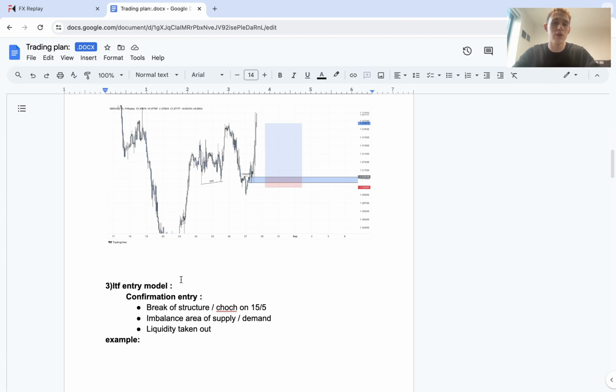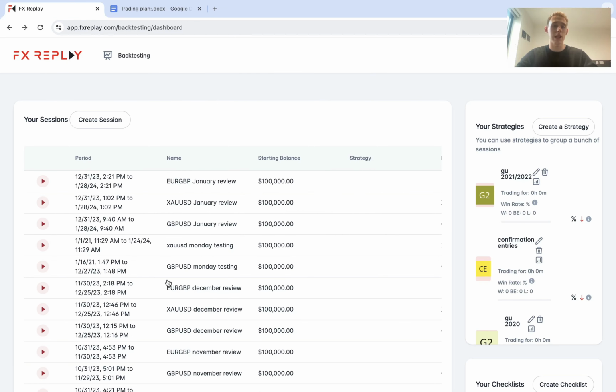So for example, I've drawn a picture here where we see price takes out that area of liquidity on the 1-hour time frame. Then on the lower time frame, we observe a change of character or a break of structure with imbalance. Price pulls back into the demand, and then we see price rally to the next point of liquidity. So that is basically what we're going to be testing in this video.